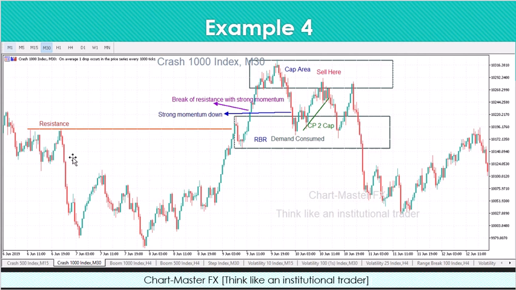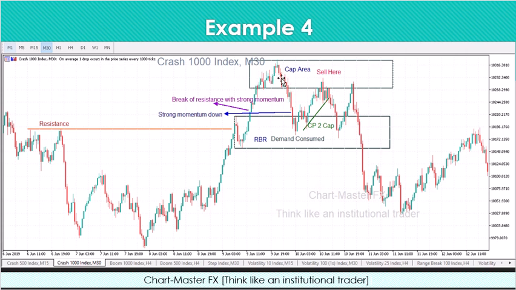Example number 4, guys, you can see we have a resistance line here of at least 1-2 touches, and the price dropped down. As the price dropped down, guys, you can see now as the price was coming up, it actually created a rally-base-rally, and you draw your base here. So once you have a rally-base-rally, you can see that the price came up here and created a cap area.